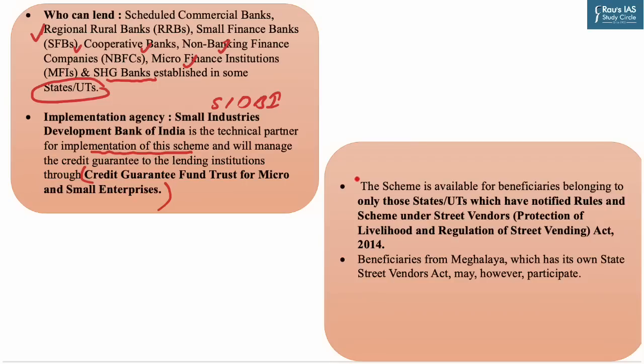The scheme is available for beneficiaries belonging to only those states and UTs which have notified rules and scheme under the Street Vendor Protection, Livelihood and Regulation of Street Vending Act 2014. Beneficiaries from Meghalaya, which has its own state Street Vendors Act, may however participate.